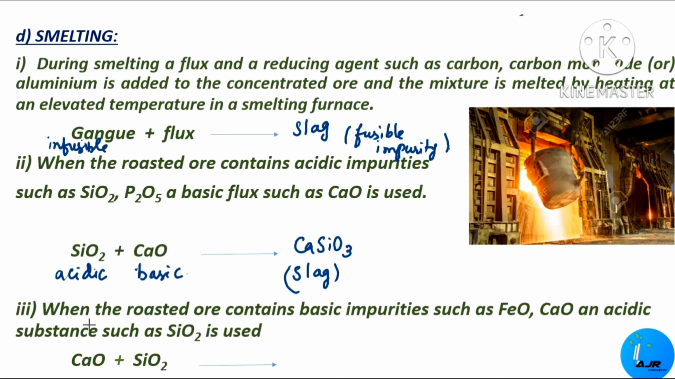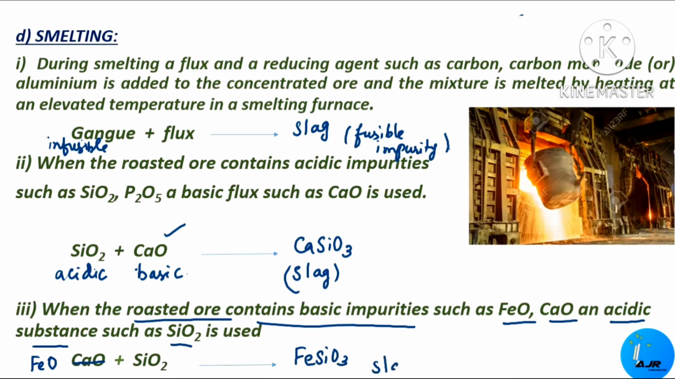Now what happens if the roasted ore contains a basic impurity like FeO or CaO? We make use of an acidic flux, that is silica. Let me write the example with FeO so you can understand easily. This is a basic impurity, FeO. When FeO is present with silica, the acidic flux, it gets converted to FeSiO3, and this is a slag. Understood, students? This is how we use the acidic and basic flux during the smelting process.